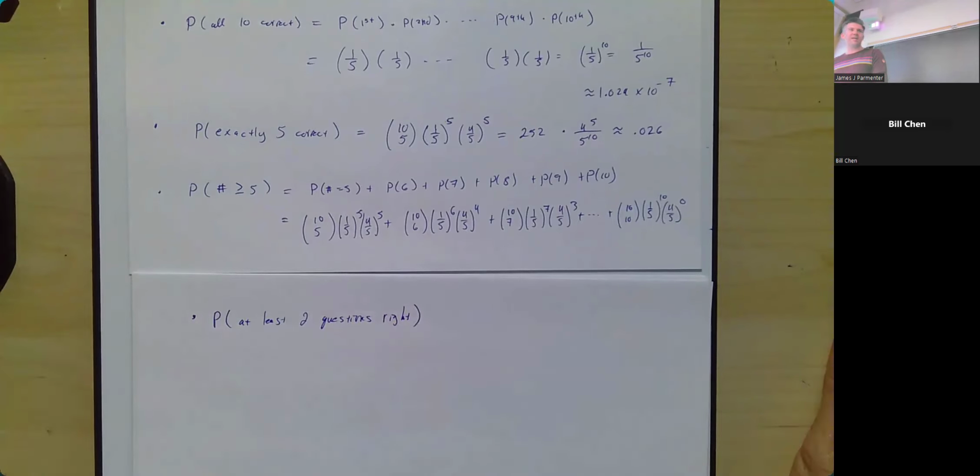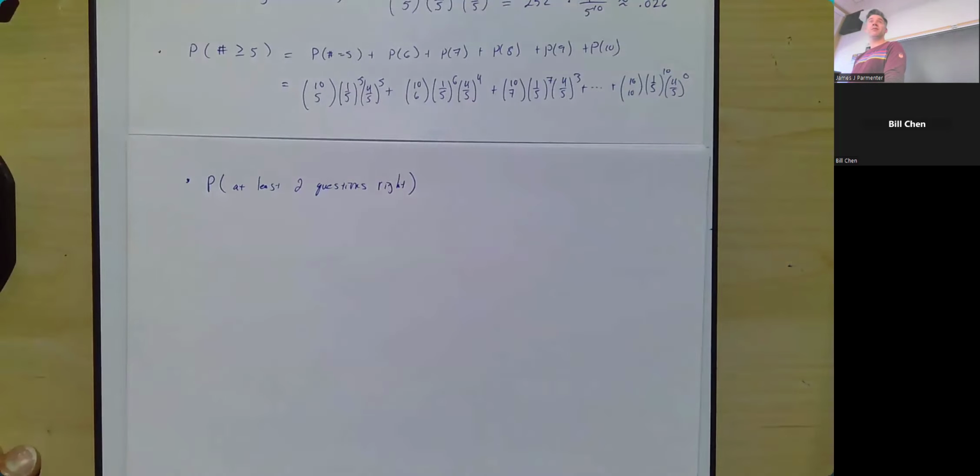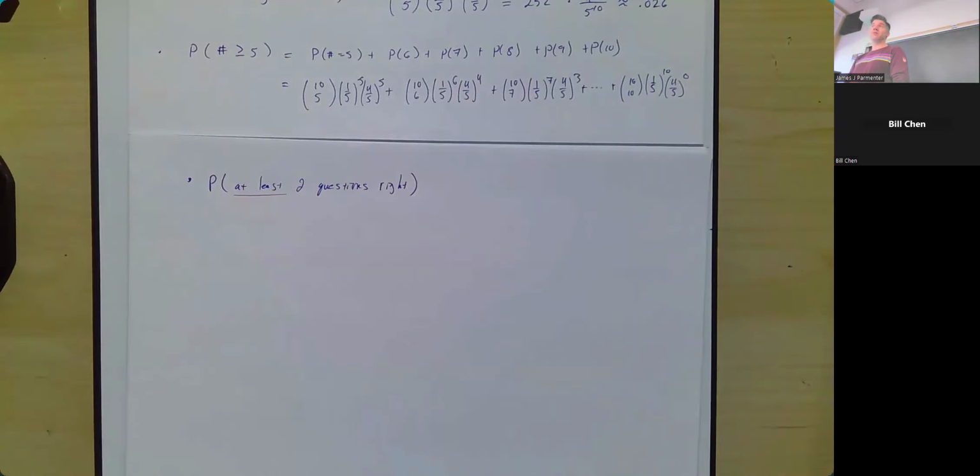And you might think, James, that feels like more work. You have to do 2 plus 3 plus 4 plus 5. And I say, well, maybe not. I didn't say exactly 2. There's a very important word here. I said at least 2, meaning getting 2 right, or 3 right, or 4 right, or 5 or 6 or 7 or 8 or 9 or 10.